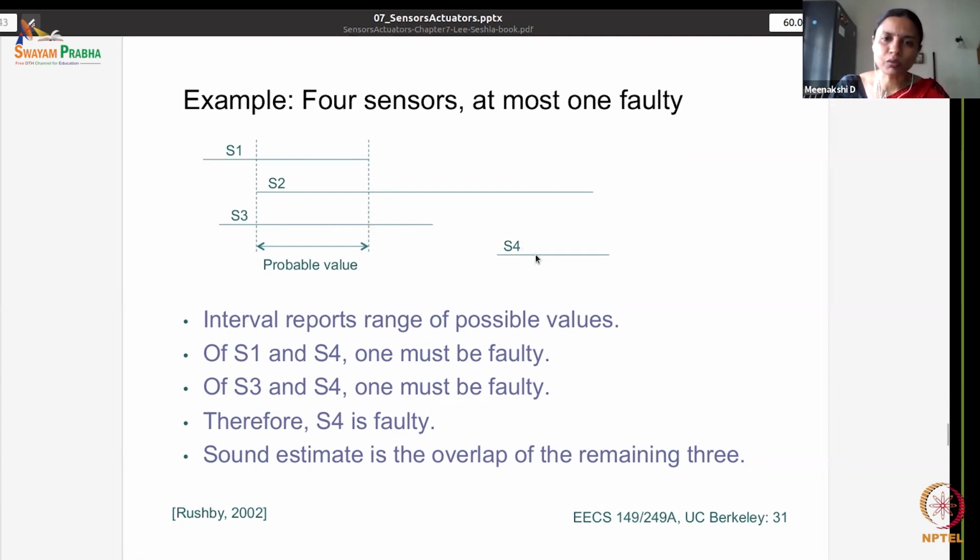Out of S1 and S4, definitely one of them is faulty. And between S3 and S4, definitely one of them is faulty. Because S4 comes in both cases, S4 is faulty. So you use values from S1, S2, and S3 to come up with a sound estimate of what these four sensors measure.